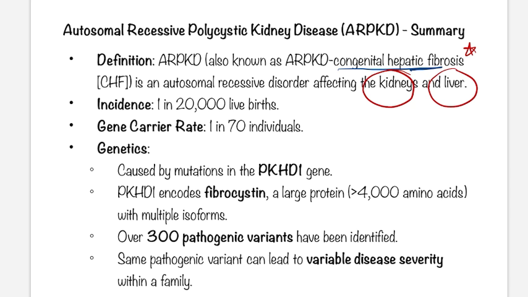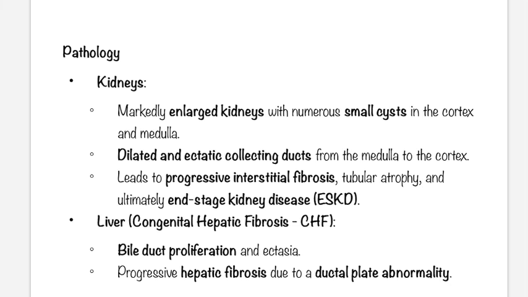Next important thing in this, what is the gene? Gene is the PKHD1 gene. It encodes fibrocystin and over 300 pathological variants are seen. So just remember, this is autosomal recessive polycystic kidney disease with congenital hepatic fibrosis, meaning kidneys and liver are the two organs involved. Mutation is in the PKHD1 gene and it encodes fibrocystin, a large protein of more than 4,000 amino acids.